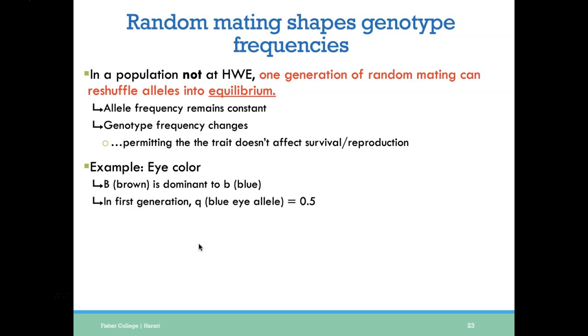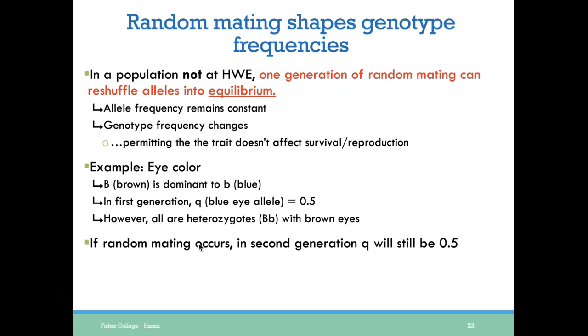In the first generation, Q is equal to 0.5 for blue eyes. So that means that P is equal to 0.5 as well. However, let's say in this population, everyone is a heterozygote with brown eyes. That can be. If random mating occurs in the second generation, Q will still be 0.5 because there's no migration, no mutation. You still have the same Q. But what would happen then if all these brown-eyed heterozygotes start mating randomly? That's what you should be thinking about.